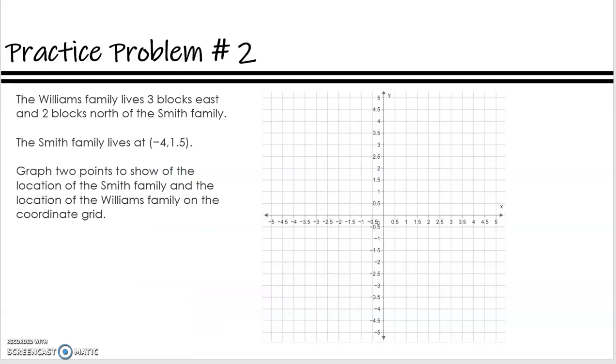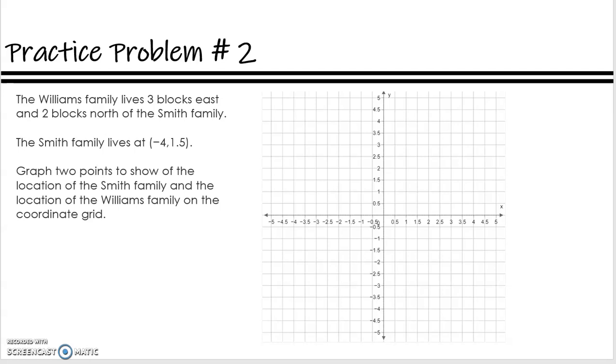Go ahead and pause the video and give it a try. The Williams family lives 3 blocks east and 2 blocks north of the Smith family. The Smith family lives at -4, 1.5. Graph 2 points to show the location of the Smith family and the location of the Williams family on the coordinate grid.